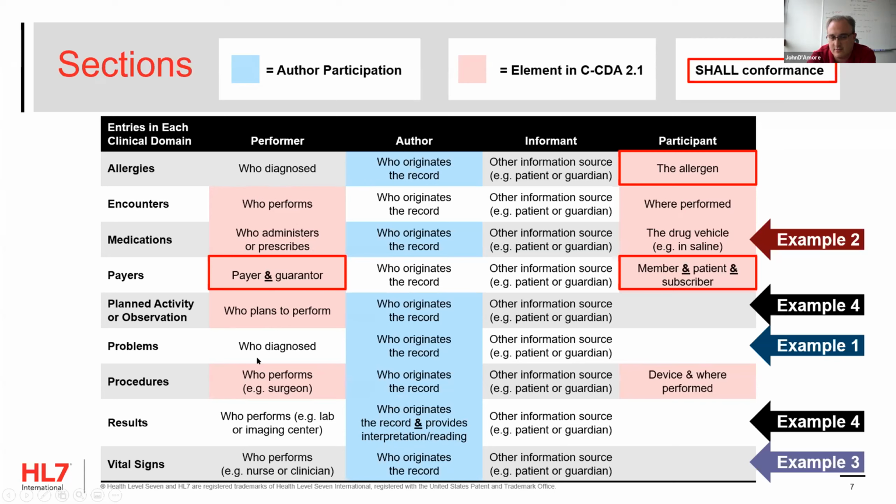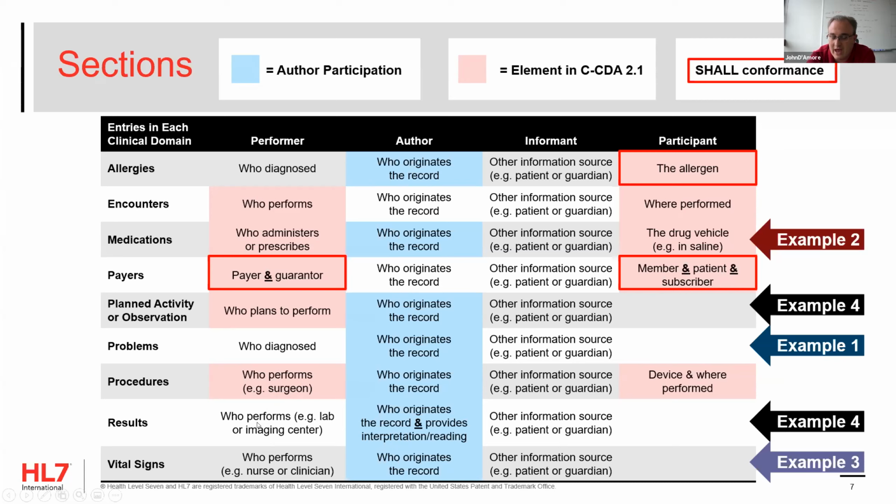For allergies and for problems, we've begun to move towards this idea that it's who diagnosed and maybe also who manages those things. So who's managing diabetes might be the performer, and also who originally diagnosed that the patient was a diabetic could be a performer. Within procedures and vital signs, it's a little bit more straightforward. It's who performs it in a procedure. It's often a surgeon. In a vital sign, it could be just whoever's performing the vital sign.